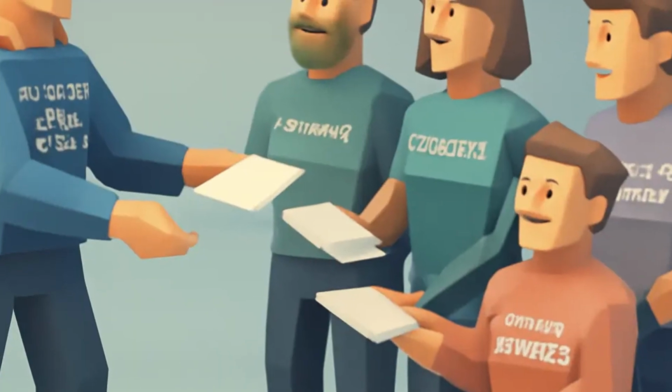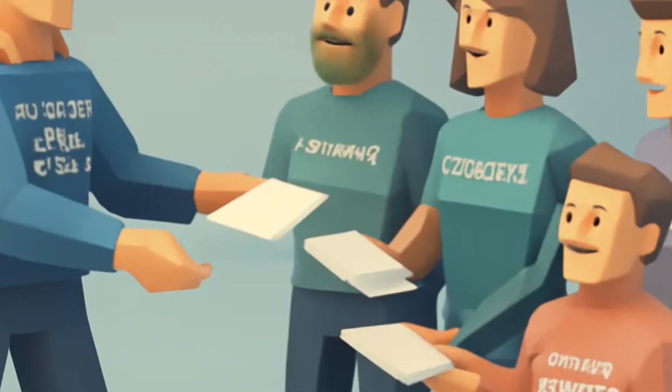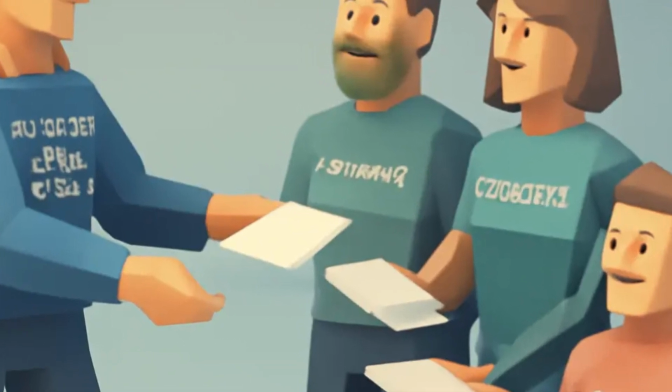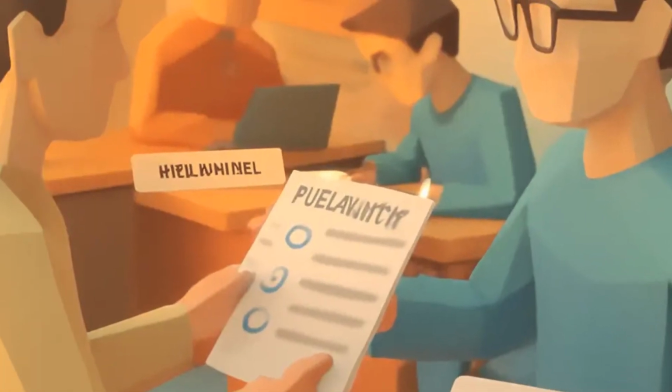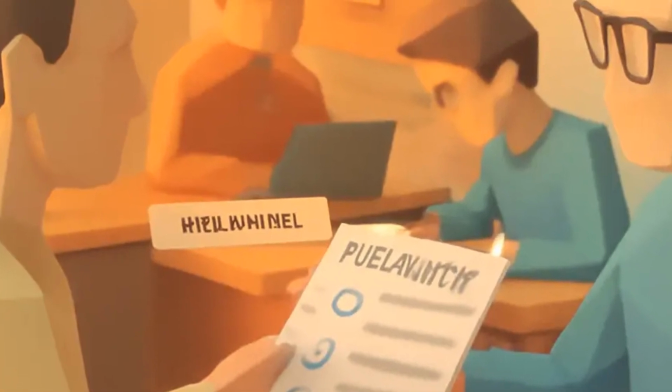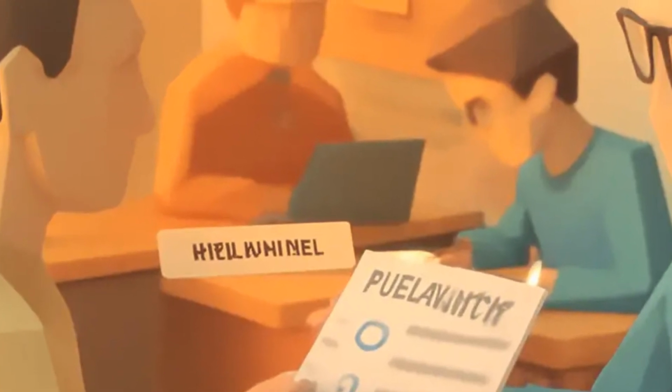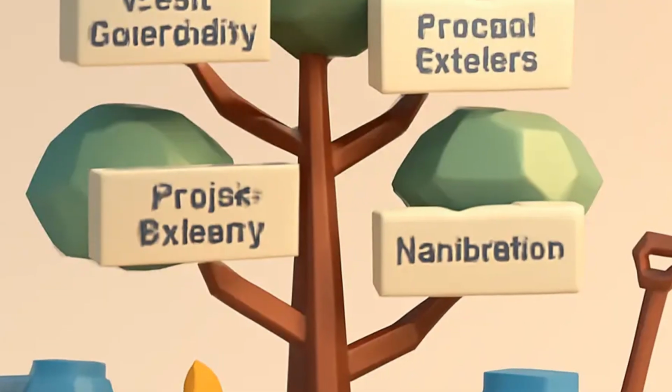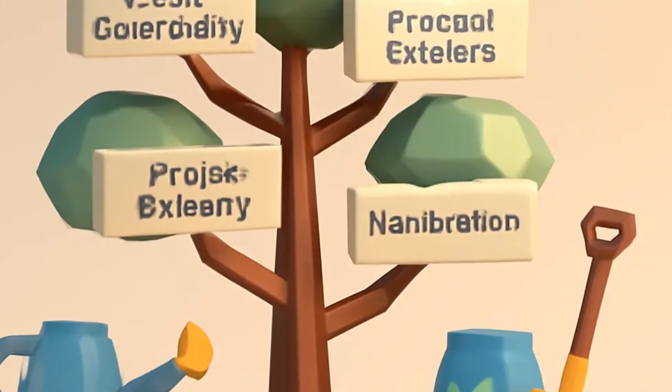Step 6. Delegate with confidence. Systems give you freedom. They make delegation easy. With clear processes, you can hand off tasks to freelancers, assistants, project managers, junior designers. You do not just grow faster, you grow better.